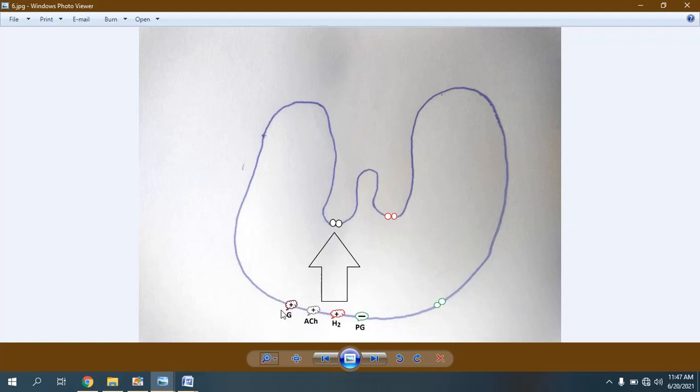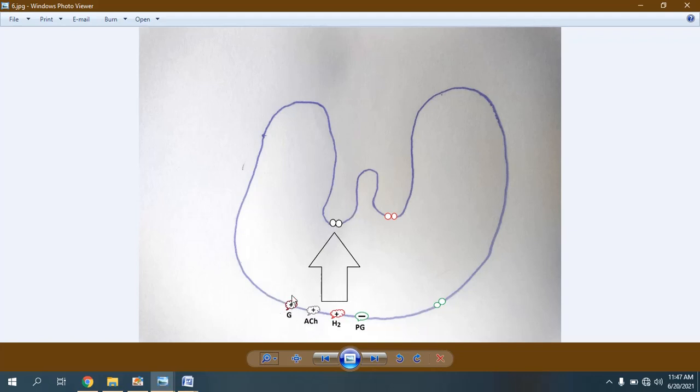Number one, this is the gastrin receptor. The gastrin receptor combines with gastrin, the hormone that is secreted by the G cell, and this gastrin receptor is responsible for the activation of the proton pump.